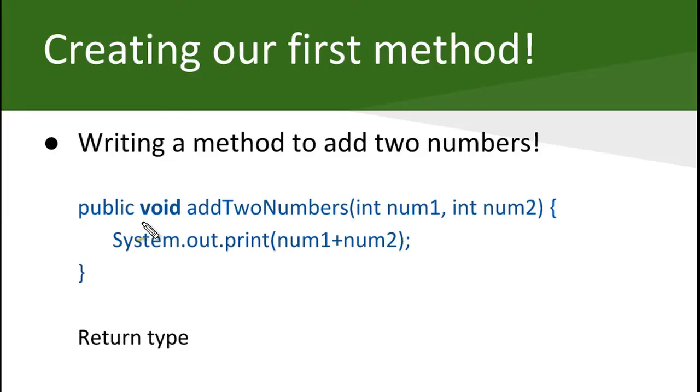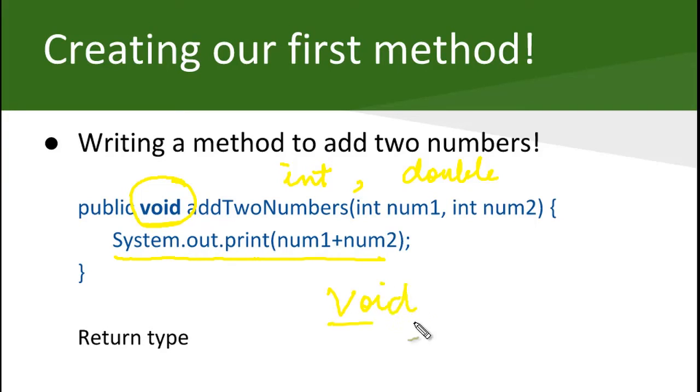The next thing is return type. This method is printing something, but is the method returning it? This is the part where you specify the return type. If the method is returning an integer, you specify int here. If it is returning a double valued number, you specify double here. But in this case, it is just taking two numbers and printing it. So it is not returning anything. When the method is not returning anything, the return type is void.